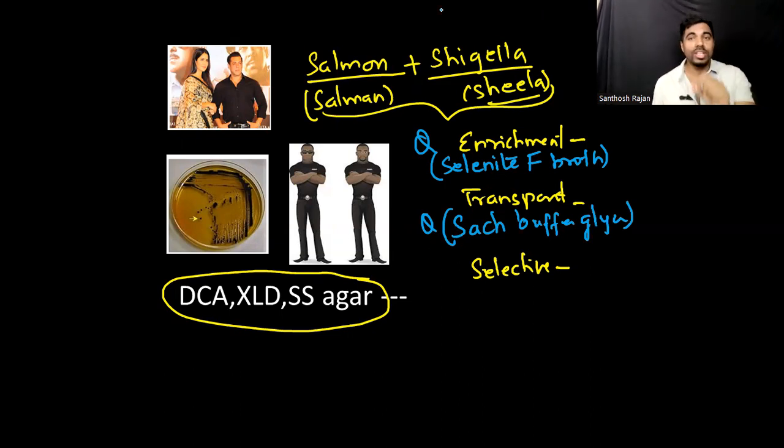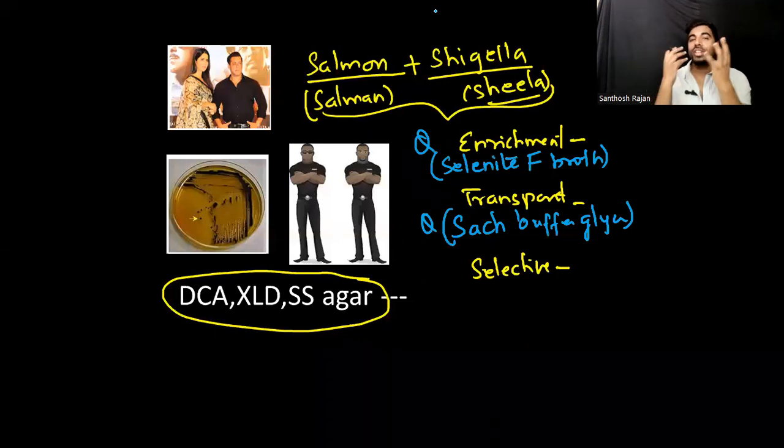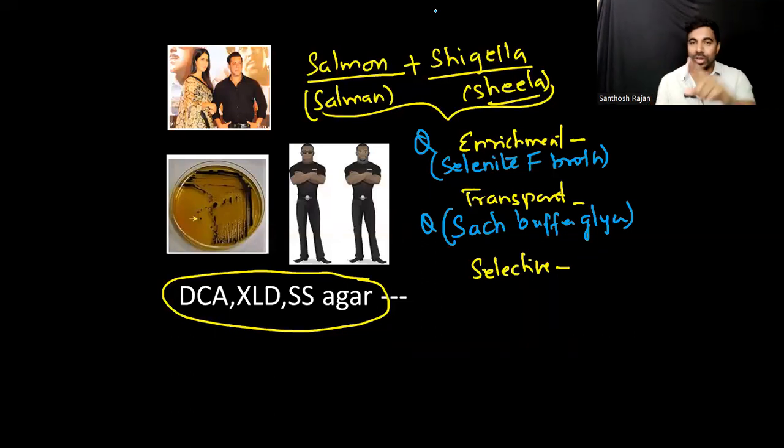What was Vibrio's enrichment? Alkaline peptone water. Vibrio is glowing because of alkaline peptone water. Okay, Vibrio's enrichment is done. What does Vibrio need for transport? Venkatraman and Ramakrishnan. She has a carry bag with her for the office, and with the carry bag she takes autoclaved salt water. That's for Vibrio. But Salman and Sheila auntie both need sack. If you forget this, remember, that's also an easy clue.